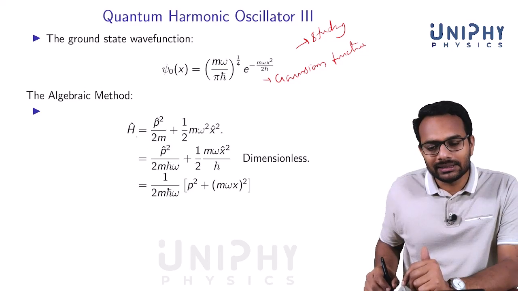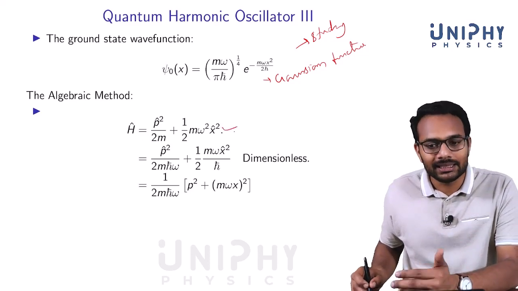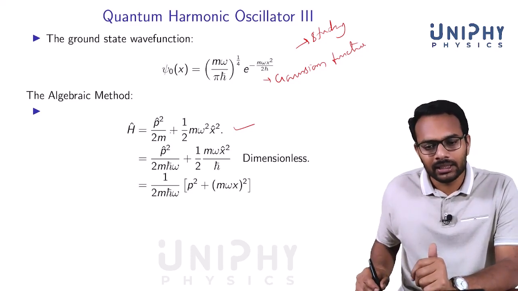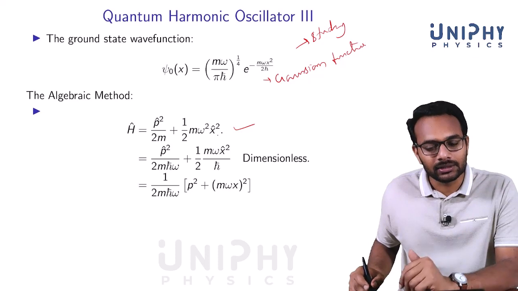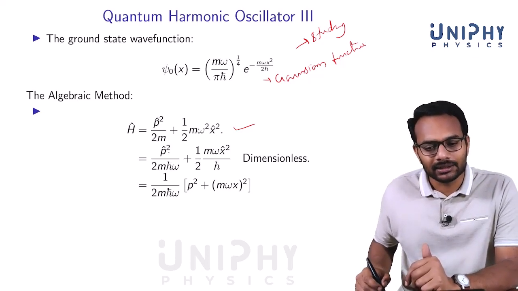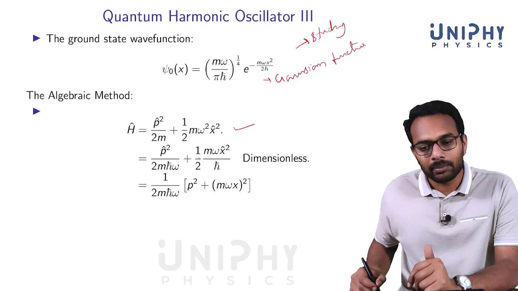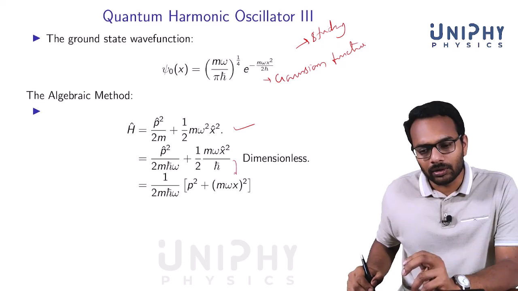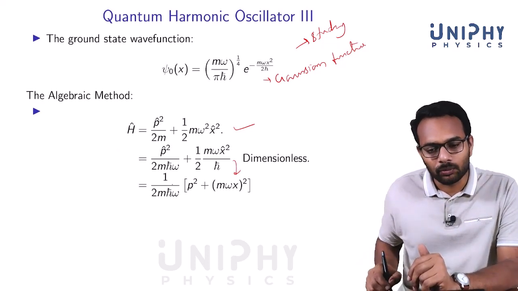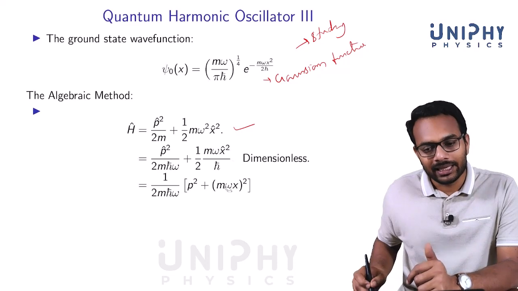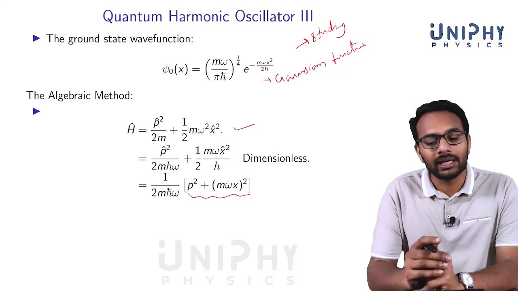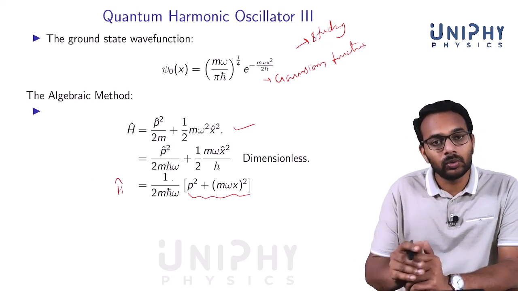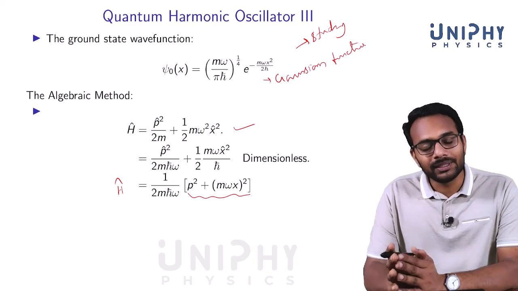So we start with the Hamiltonian here. You might have already studied this. I'll just repeat it for refreshing your memory. The Hamiltonian is p square by 2m plus half m omega square x square. Let's make it dimensionless and write it as p square by 2m h cross omega plus half m omega x square divided by h cross. Now it can be written into a more instructive form by pulling 1 by 2m h cross omega outside, and you get H equal to 1 by 2m h cross omega multiplied by p square plus (m omega x) whole square.